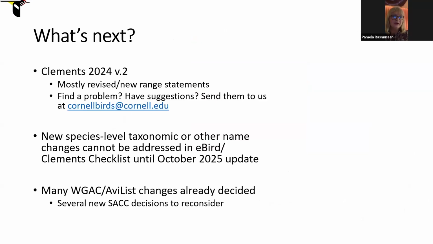Well, Marshall will be talking about more of this again, but we are planning an update, not taxonomic, but range statements and a few other things. So if you find a problem with the taxonomy or the range, let us know and we'll incorporate them as soon as we can. But we cannot make new taxonomic changes in Clements until the next update next year. All right, thank you.